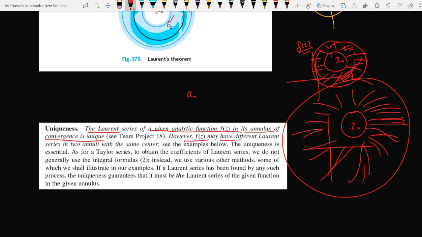Okay, so this uniqueness we will use to find it. We will use Taylor series to obtain the coefficients of Laurent series.